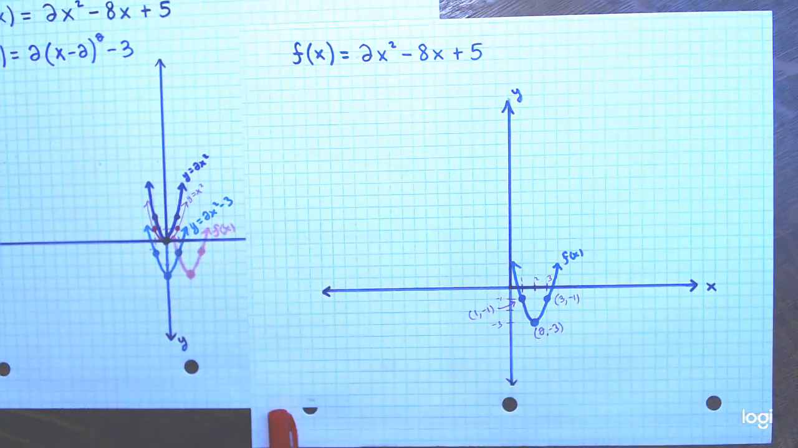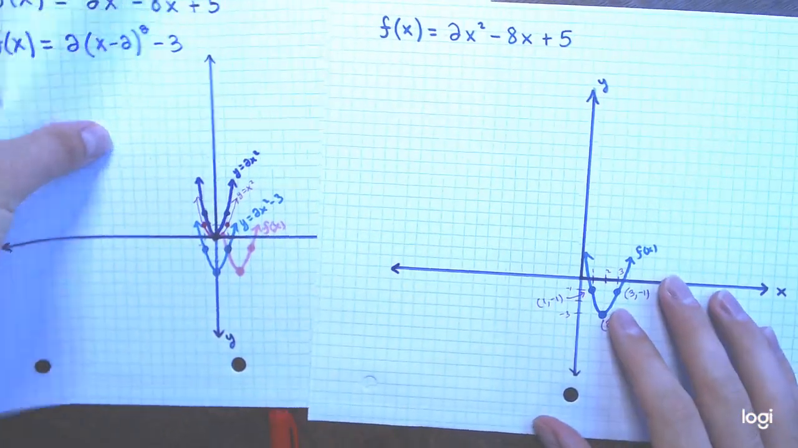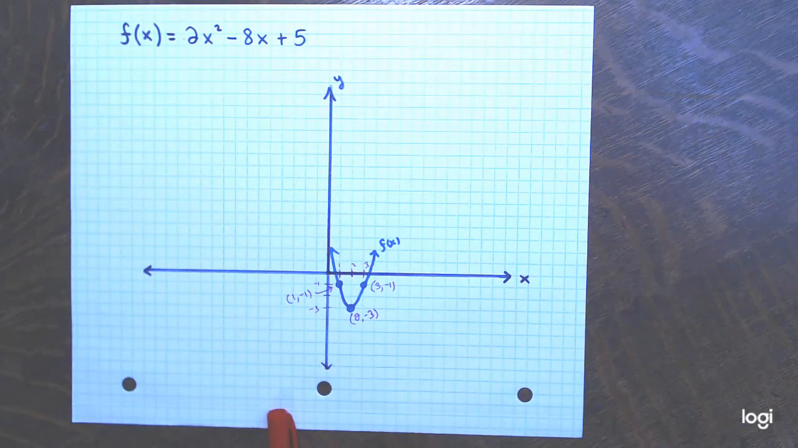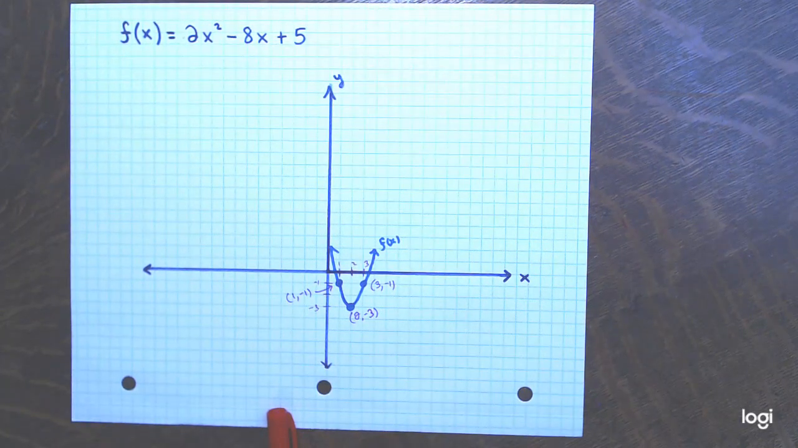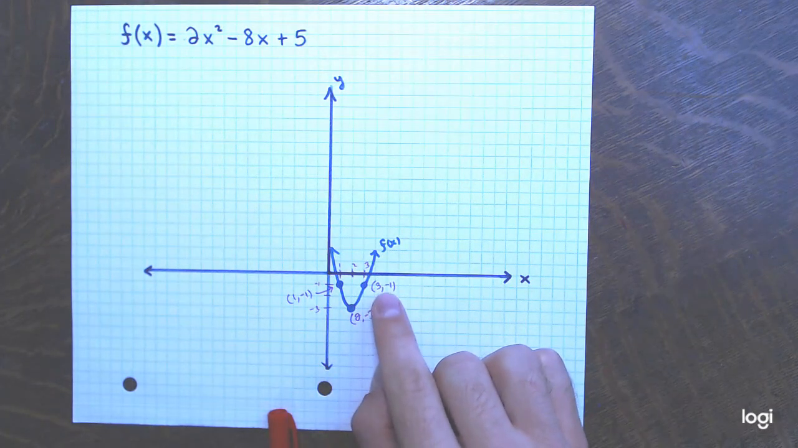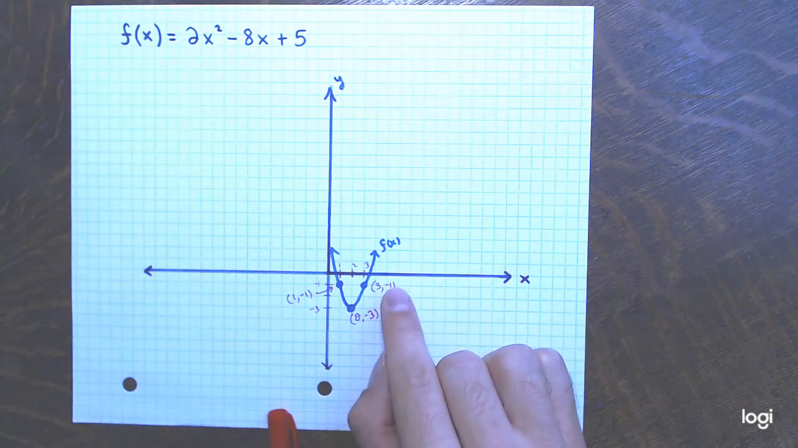All right, and let's just double check. Are these actually points on the graph of this function? So let's see, I'll just take 3, negative 1 here. When the input is 3, when x is 3, would the output truly be negative 1? Would f of 3 be negative 1?